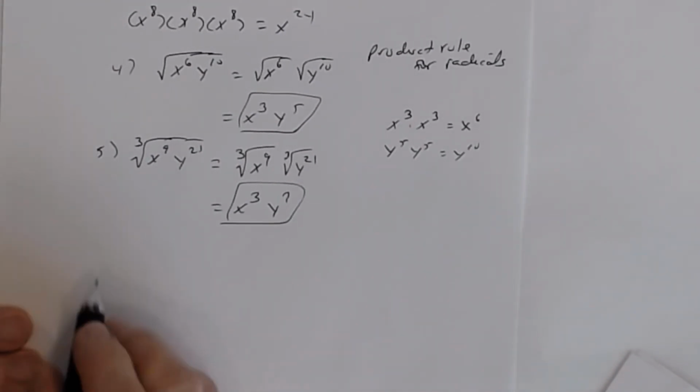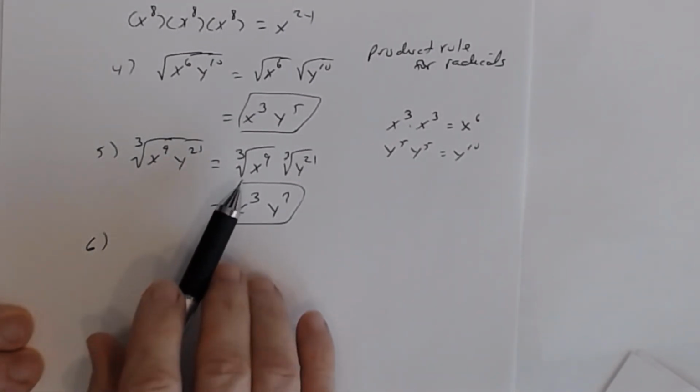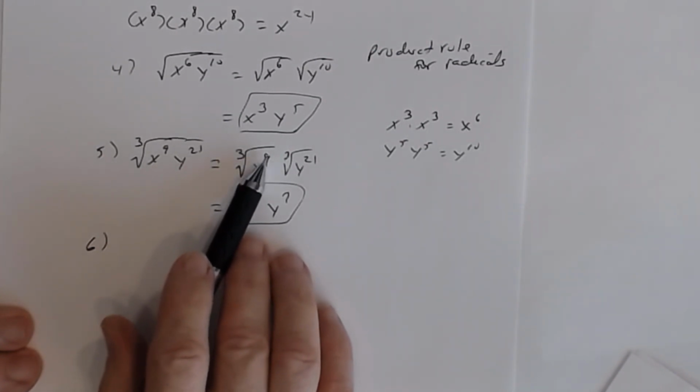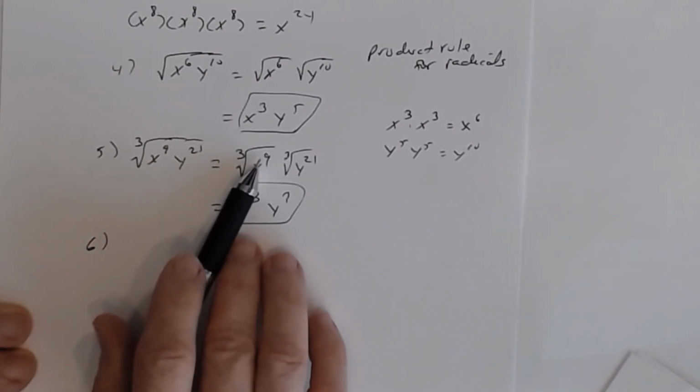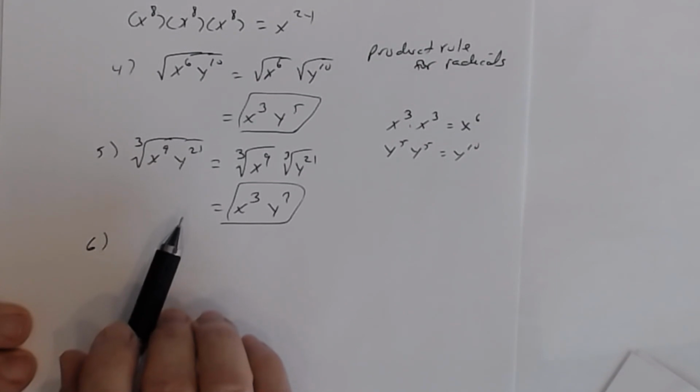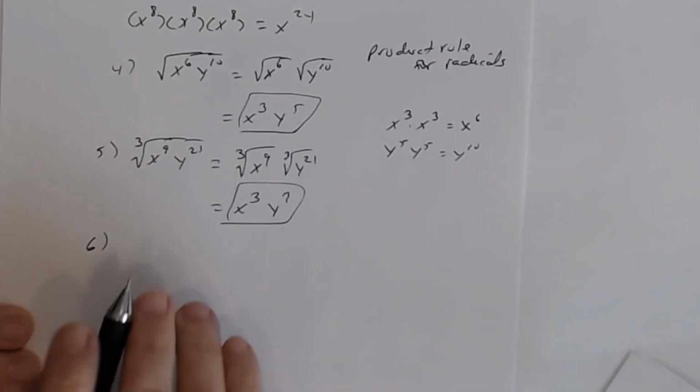Not difficult at all. Number 6, but again, remember, this week is easy. The exponent will be divisible by the index. Next week, it won't be this easy. It's still going to be easy, but not as easy. Next week, you have something like 11 here. 11 is not divisible by 3. So what do you do? You'll learn that next week.